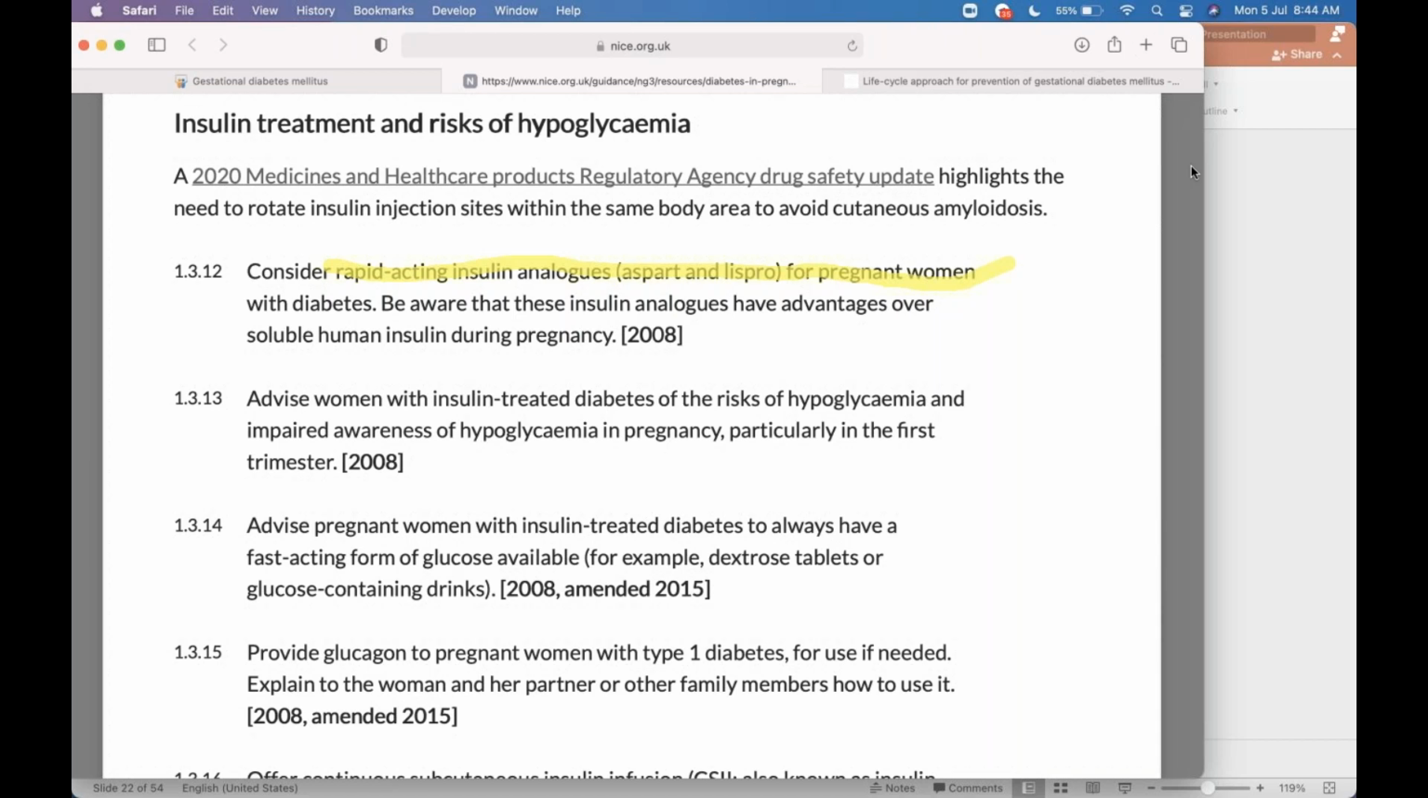Now, what happens is, regular is the one which is intermediate acting, and then we have short acting, which are rapidly acting ones. These are aspart and lispro. Normally, we are able to have a standard diet, and if we are able to follow that diet, we can have static drugs, like insulin can be fixed.